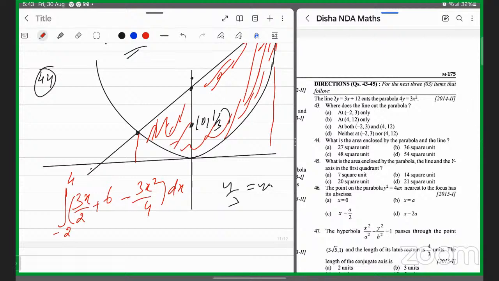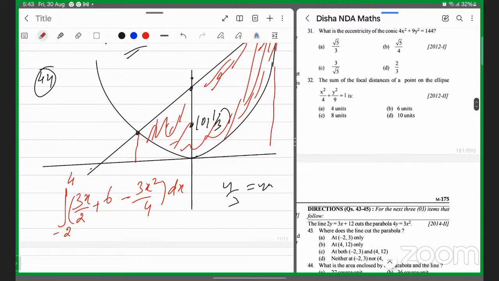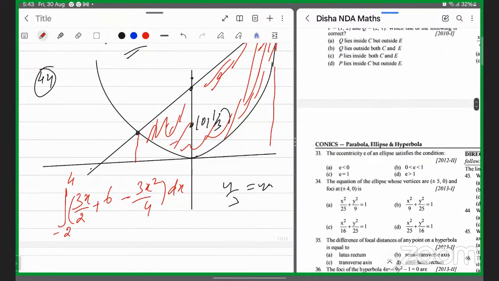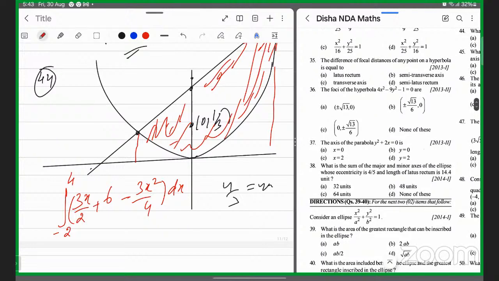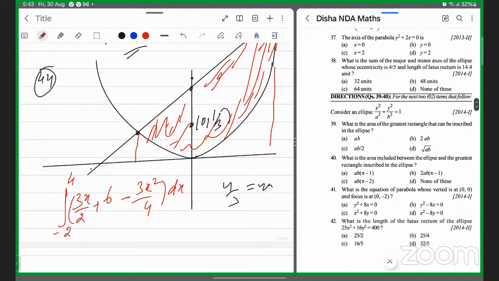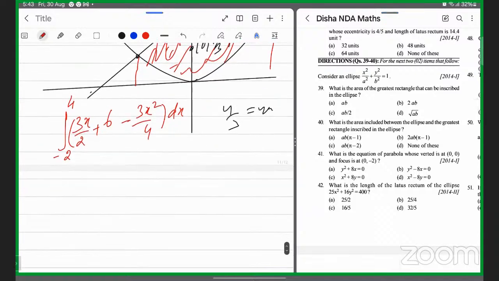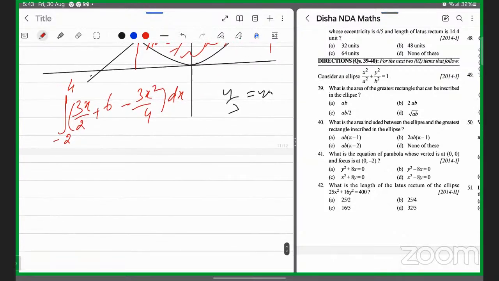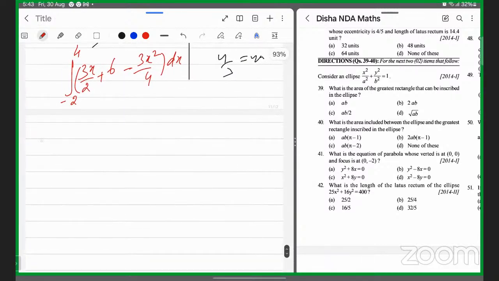Tell me, is it good? After 43, solve 42. Hurry up. Do it. 42.